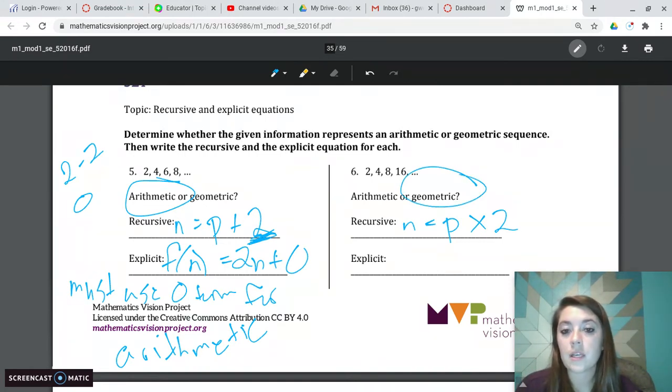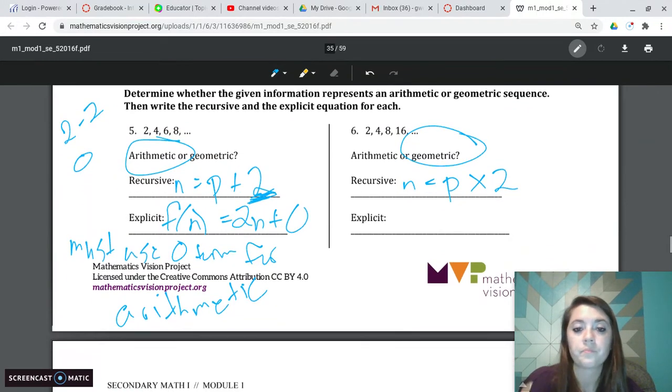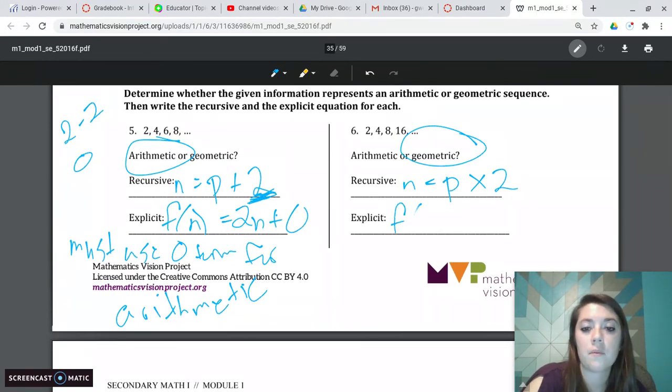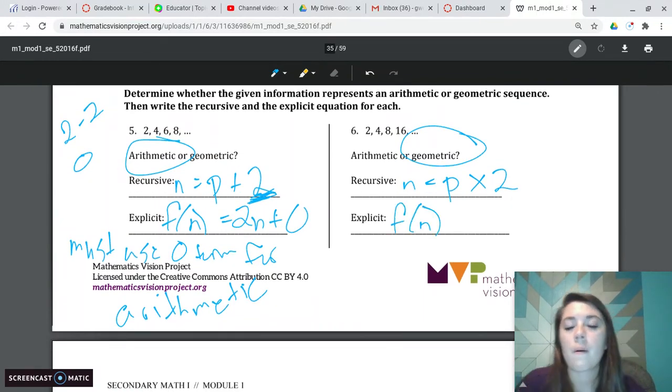Now, for our explicit equation on this one, once again, it's still going to start with the f of n. But the difference between the explicit equation in geometric versus arithmetic is we don't have to have the zero term.